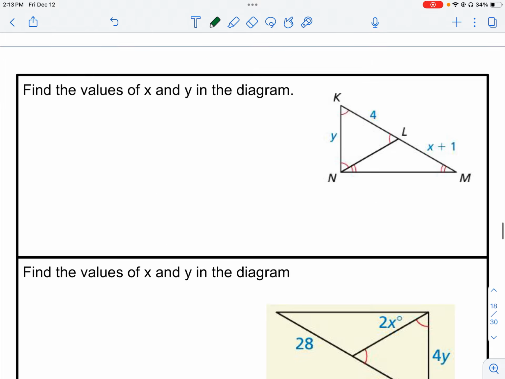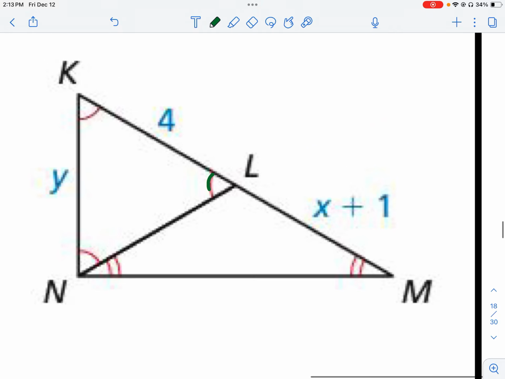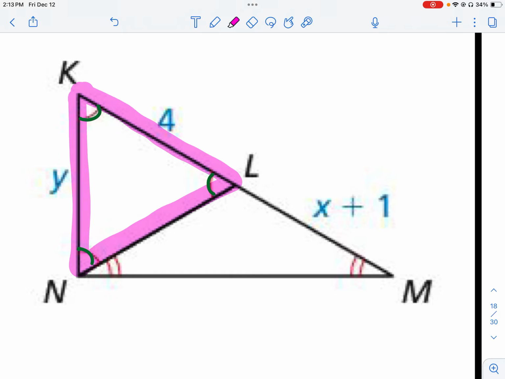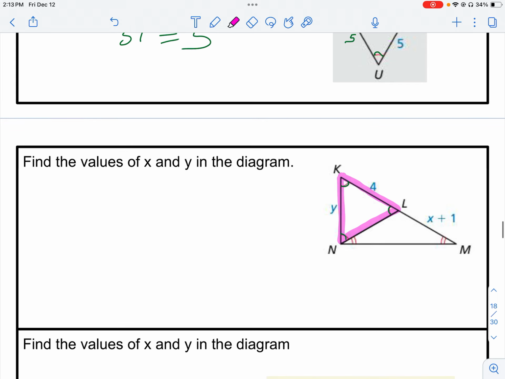All right, let's get to a little more difficult ones. So find the values of x and y in the diagram. Well, which one do we want to find first? In this section of the triangle, right here, we have 3 congruent angles. So we have 3 congruent sides. So we know that y has to equal 4 because this side is 4 and this side is 4. So that's y. So let's look at x.